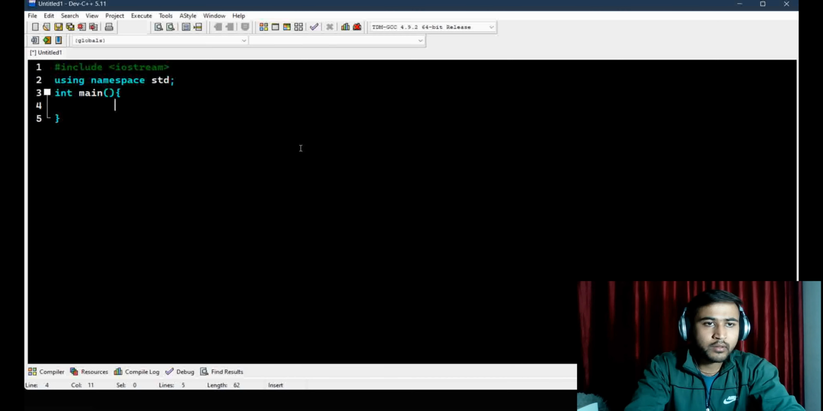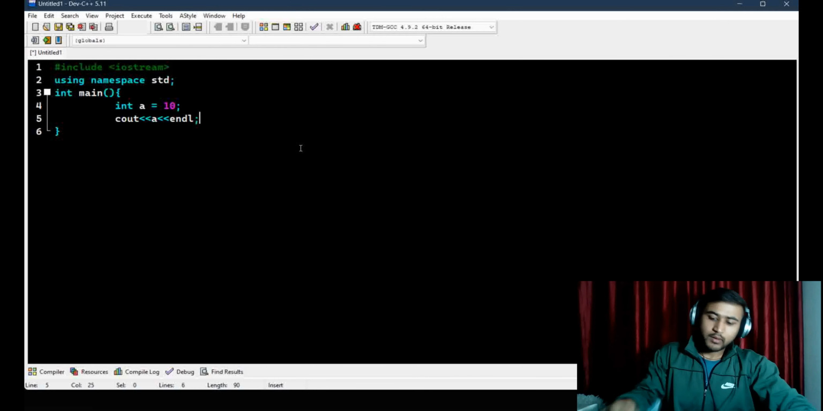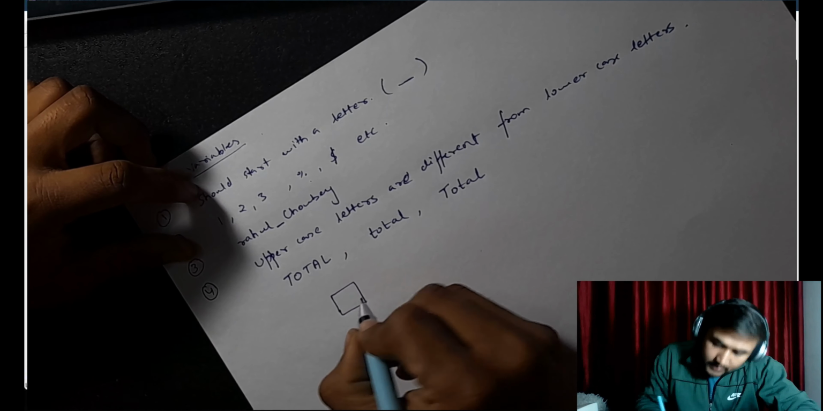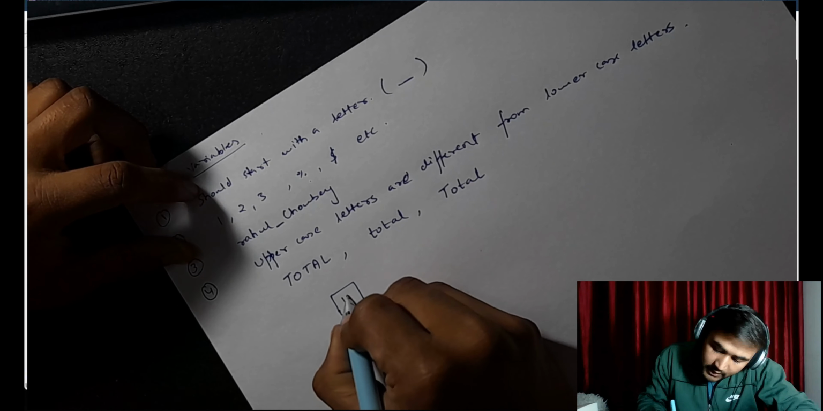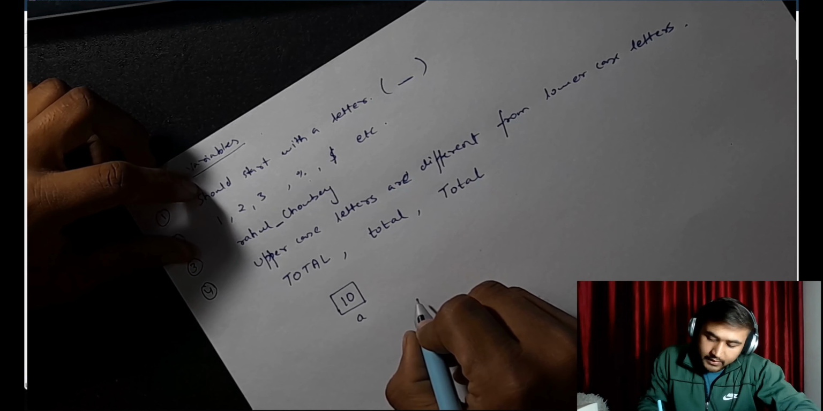Here, let's suppose I'm initiating one variable by name int a is equals to 10. Now I want to print this, so I will print it by cout a, then endl. Now here what will happen? I have created one container in my memory, and that container is allotted the value 10, and the name of that container is a.